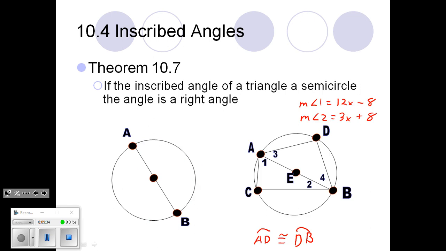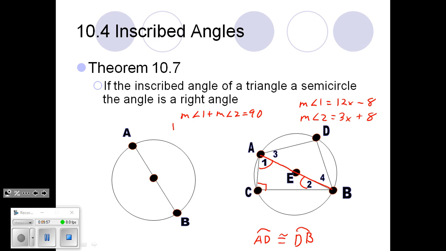And then we could get into some problems where here's AB as a diameter again. Well, what do we know? We know this has to be 90 degrees. So what do we know about angle 1 and angle 2? Well, measurement angle 1 plus the measurement angle 2 must equal 90, because 180 degrees in a triangle.